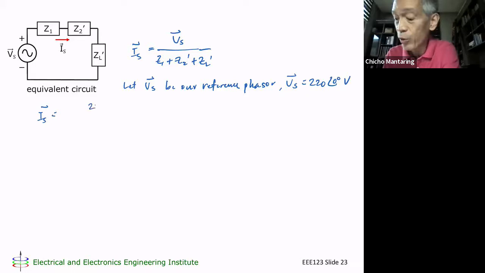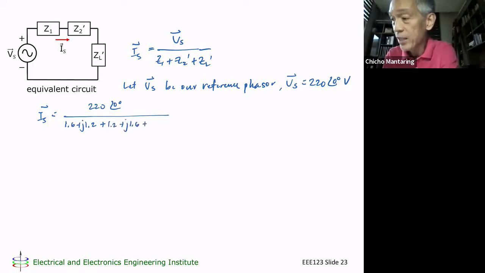Okay, so finally I'm going to get IS. This is just going to be 220 at an angle 0 degrees divided by my Z1, which is 1.6 plus J 1.2, Z2 prime is 1.2 plus J 1.6, and ZL prime is going to be 32 plus J 24. And I'm going to get 5.01 at an angle of minus 37.6 degrees amperes.